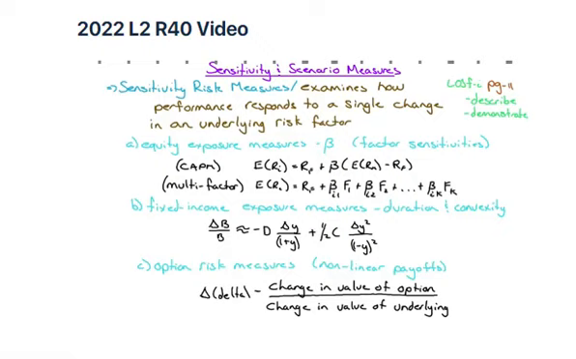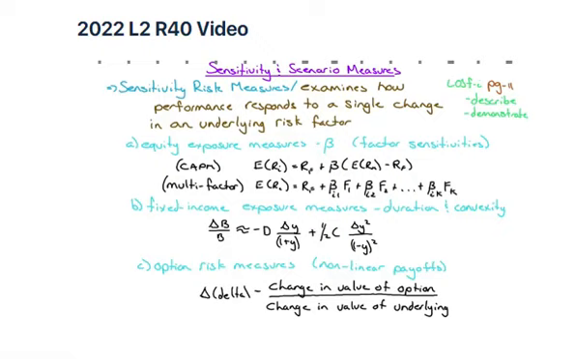So let's look at sensitivity risk measures and what they are. They examine how performance responds to a single change in an underlying risk factor. So equity exposure measures, the big one here we know is beta. Beta tells us how sensitive the return on the portfolio is to that particular risk factor.